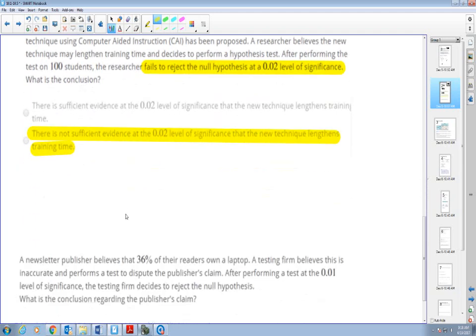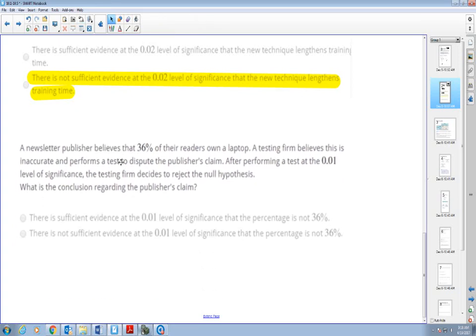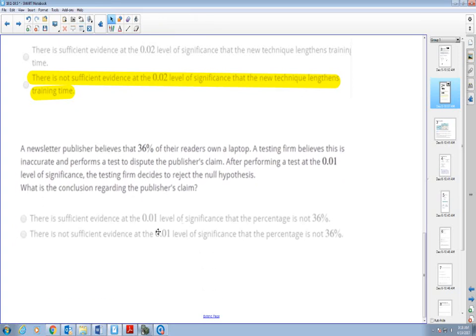Okay, let's try another one, the way we say the conclusion. A newsletter publisher believed that 36% of readers own a laptop. A testing firm believed this is inaccurate and performed a test to dispute the publisher's claim. So the newsletter publisher is the null hypothesis. The testing firm is the alternative.